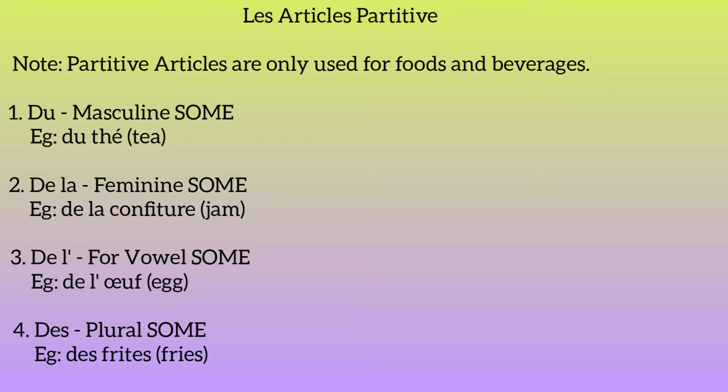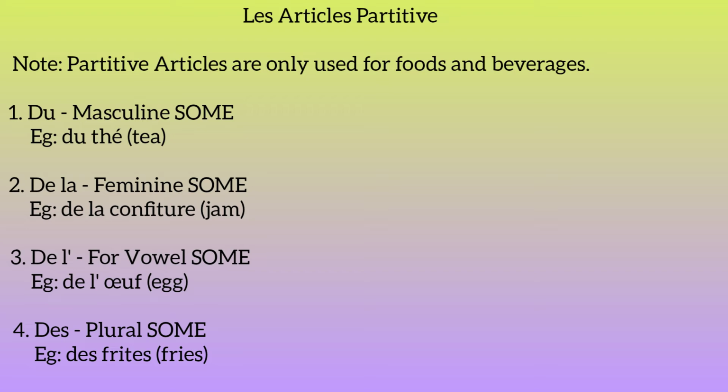Second, de la. It is a feminine some. It is only used for the words which are feminine. For example, de la confiture. Here confiture is feminine. That's why we use the word de la. Third one, de l'apostrophe. It is a some which is only used for the words beginning with vowel. For example, de l'apostrophe eau. Here eau is beginning with a vowel E. That's why we use the word de l'apostrophe.